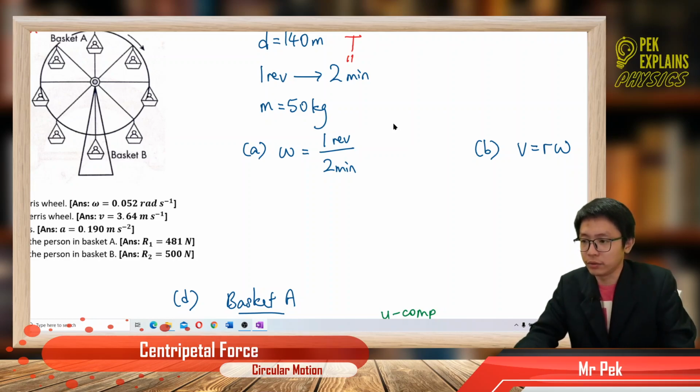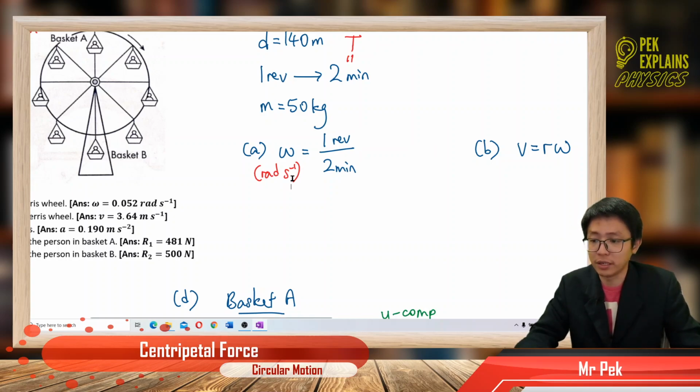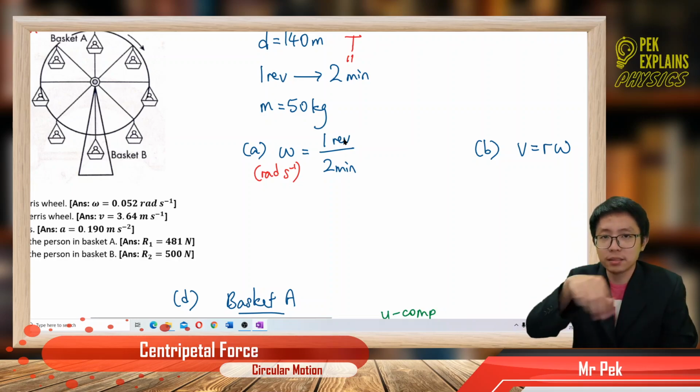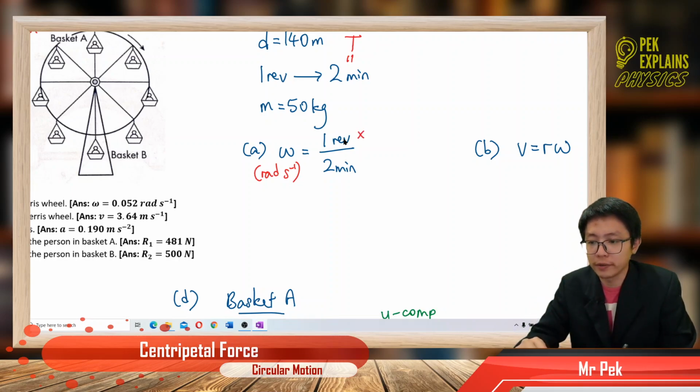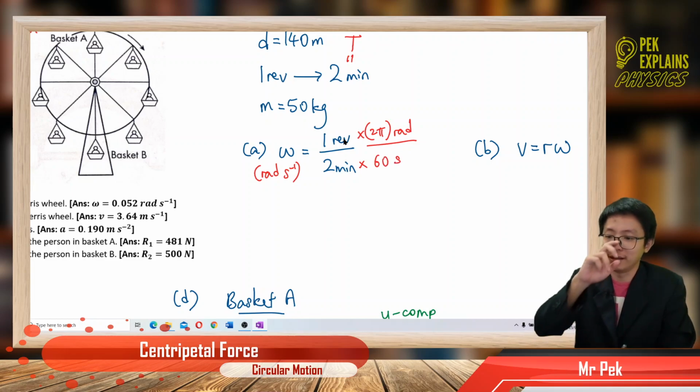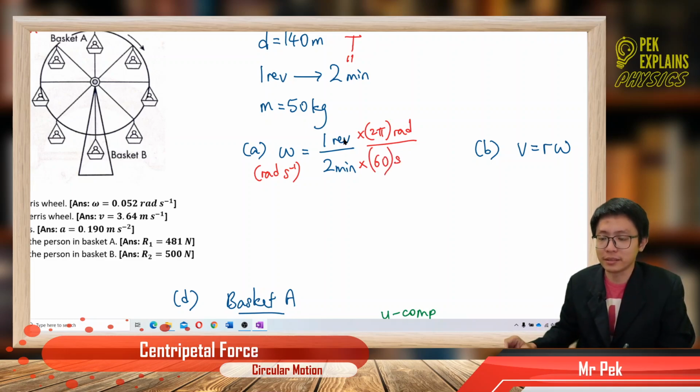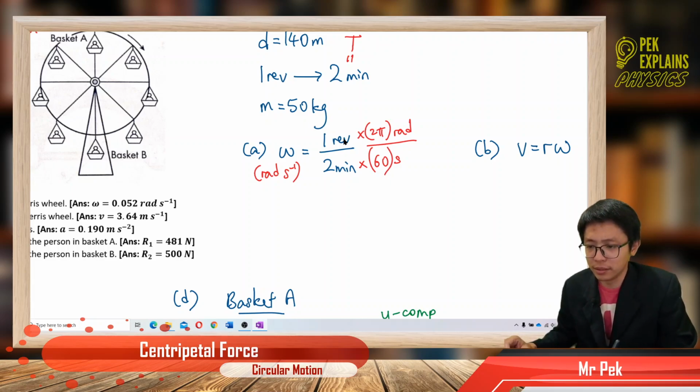On the top you just convert to radian, because we know that omega is radian per second. So the top, revolution, you need to change to radian. We know that one turn is 2 pi radian, so multiply by 2 pi radian. And then 1 minute is 60 seconds. So multiply 2 pi over 60.